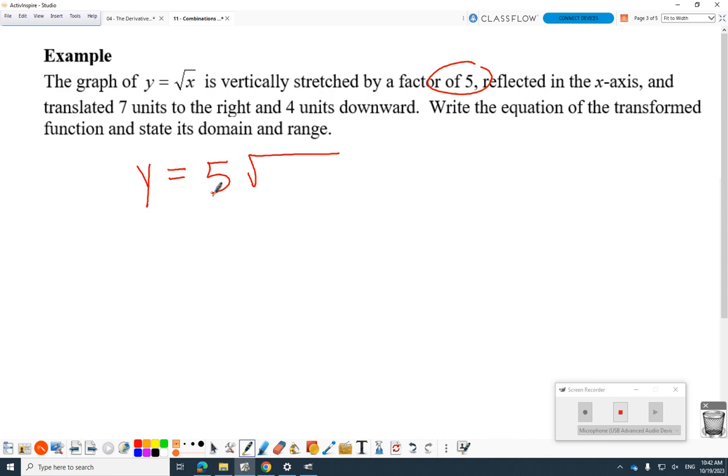Reflected in the x-axis. Where does it go and what do I put on this to reflect in the x-axis? Hold on. Just give everyone a couple thinking moments here. If it's reflected in the x-axis, see, this tries to fool you. It's like reflected in the x-axis. Where's the x-axis? I know where. So what kind of reflection is it?